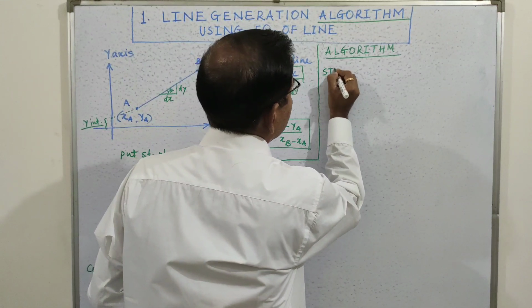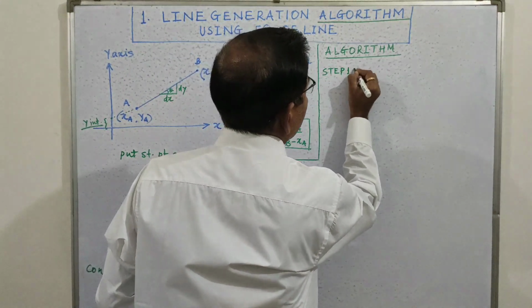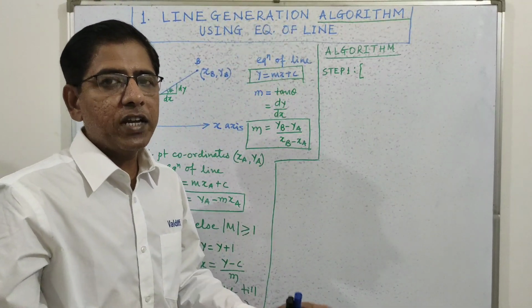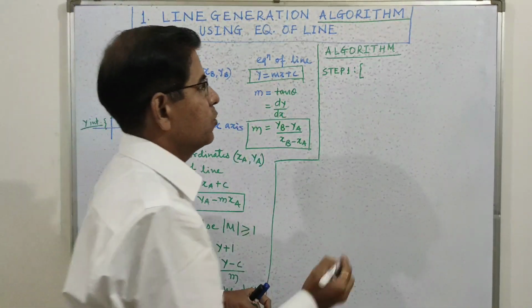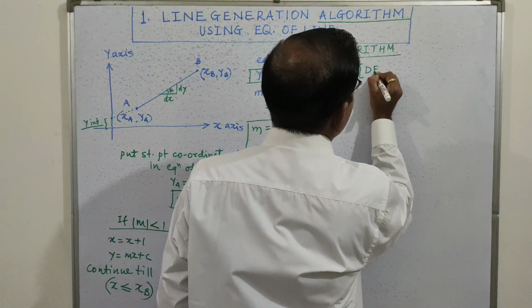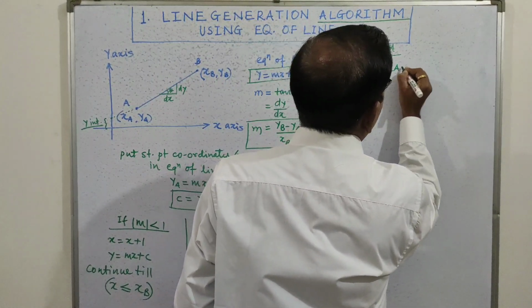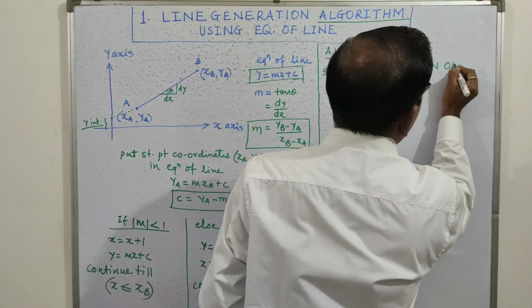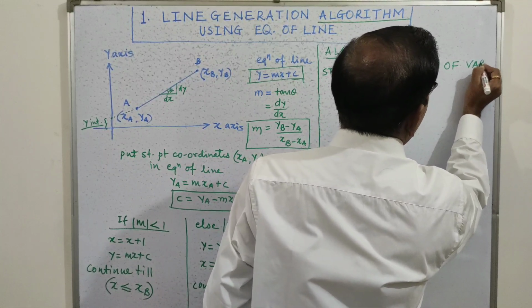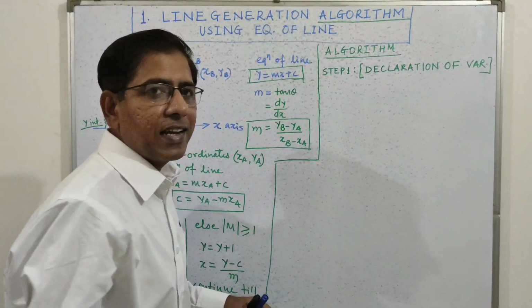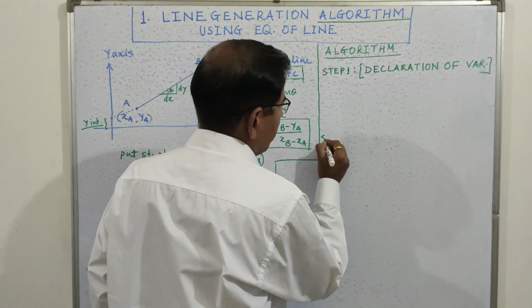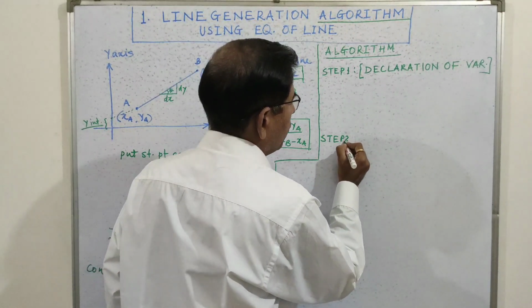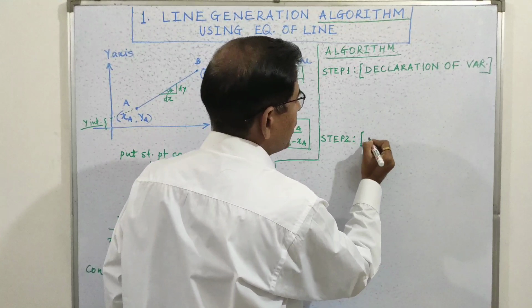Step number 1. First step is declaration of variables. We have to declare all the variables in this particular step. So declaration of variables. Second step, step number 2 is initialization.